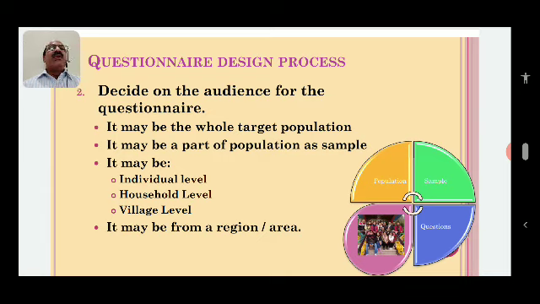So, questionnaire design process, second part: decide on the audience for the questionnaire. Audience means your target. So what you have first is the whole target population. Suppose you had gone to Sikkim, that means the total population of Sikkim, or all the households of Sikkim. If you are looking for medical facilities, then you are looking at all the hospitals of Sikkim. So that is the target population. It may be a part of the population as a sample.